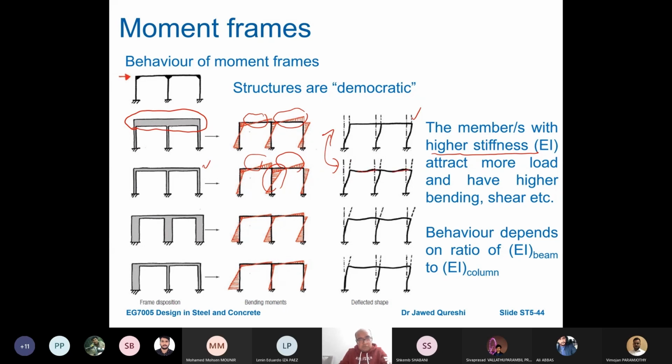And then you have strong column and weak beam. Now this is most of the time the ideal situation. We always try to have a strong column. In beams you have less forces, but in columns you can see that you have higher bending. So columns are taking a lot of loading here, so that's why you can see deflection of columns is less because they are heavier. And the behavior depends on the ratio EI of the beam to EI of the column. And then again here you can see the first column is heavy, so it's taking higher load, and the deflection pattern is going to be like this.